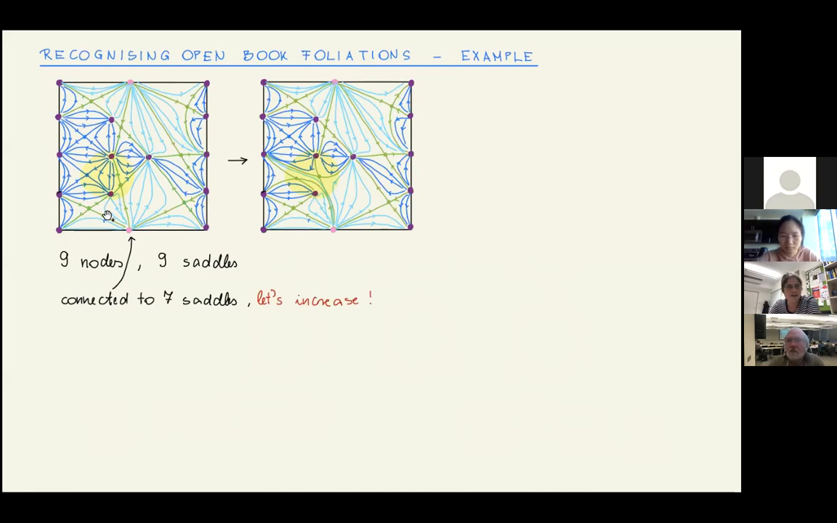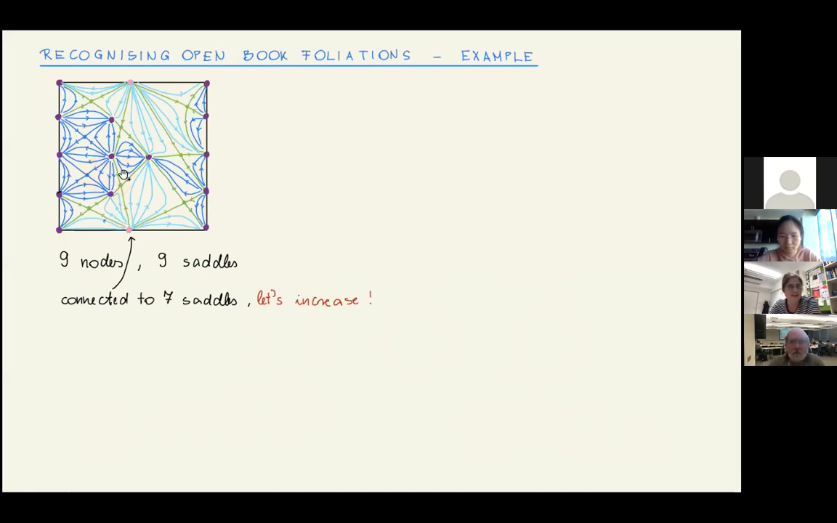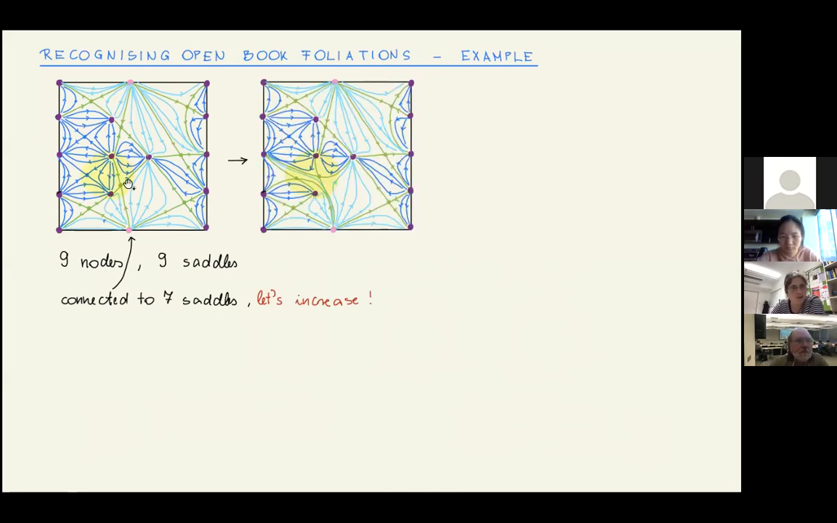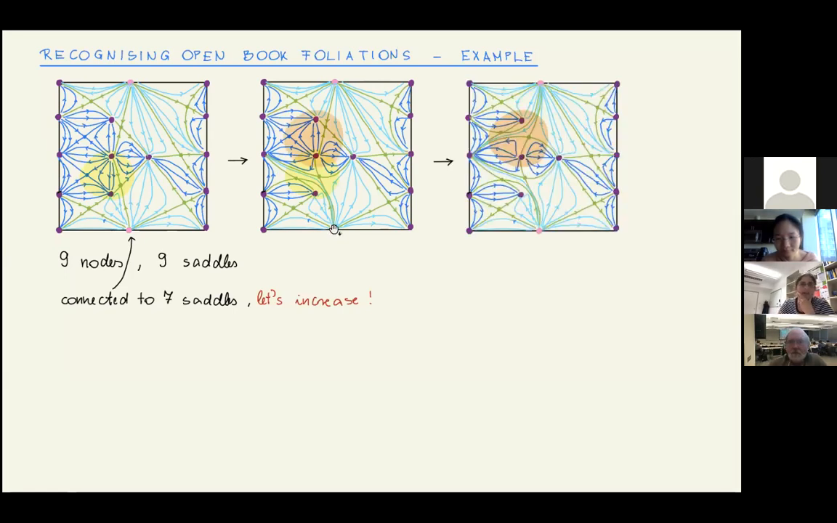So this node is connected to 7 saddles. Let's try to increase the number of saddles it is connected to, and I'm doing that with a bypass move here. I'm doing a bypass move on the yellow part, changing it like that, and all you have to notice is that there is another green arc appearing. So another hyperbolic point got included in the neighbors of your node. And then you do this once more, and then all the hyperbolic points are connected to your node.